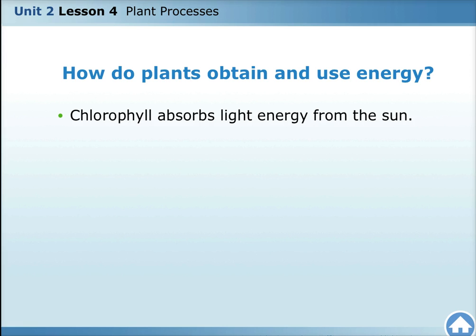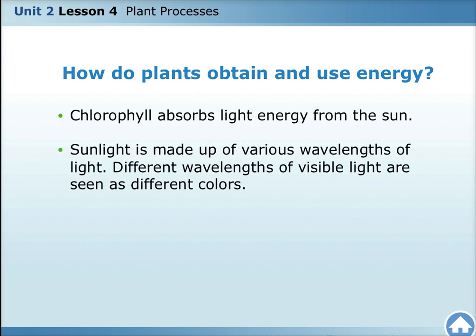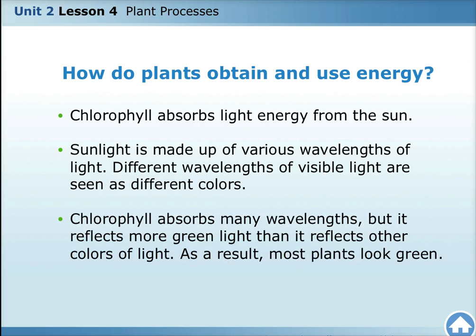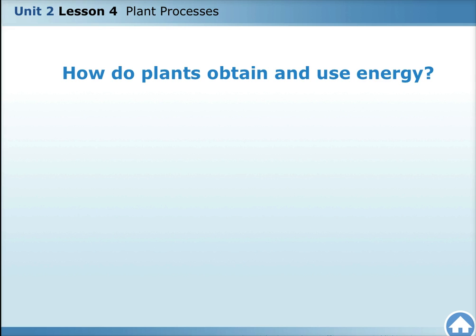Chlorophyll absorbs light energy from the sun. Sunlight is made up of various wavelengths of light. Different wavelengths of visible light are seen as different colors. Chlorophyll absorbs many wavelengths, but it reflects more green light than it reflects any other color of light. As a result, most plants look green.